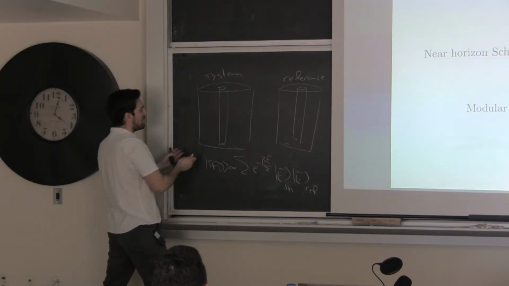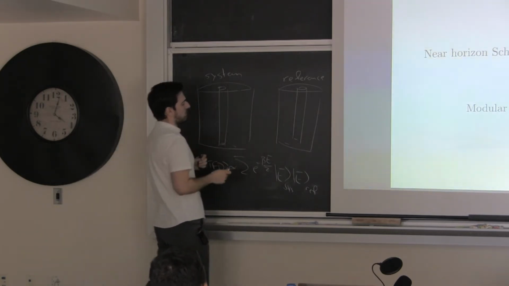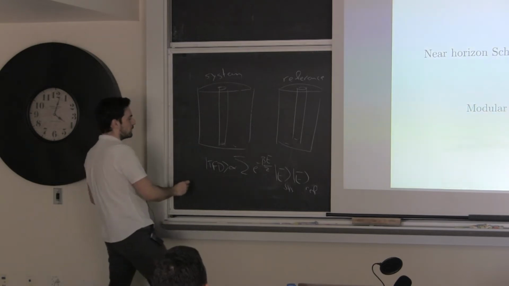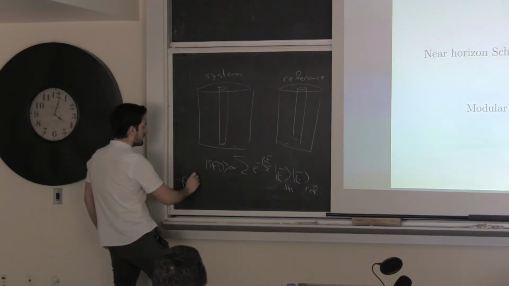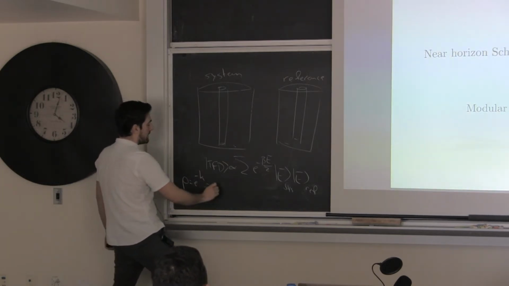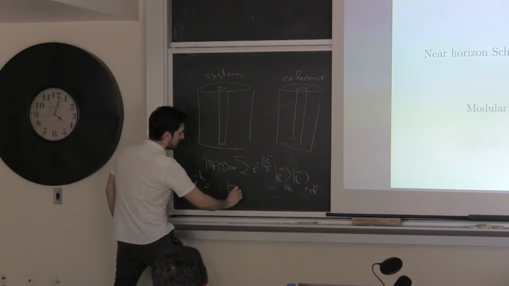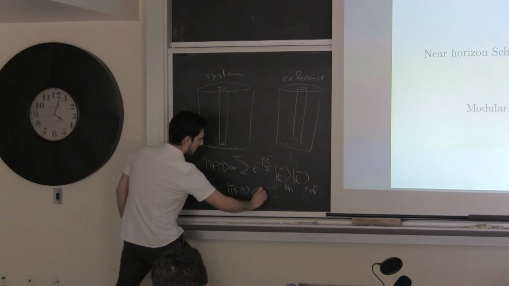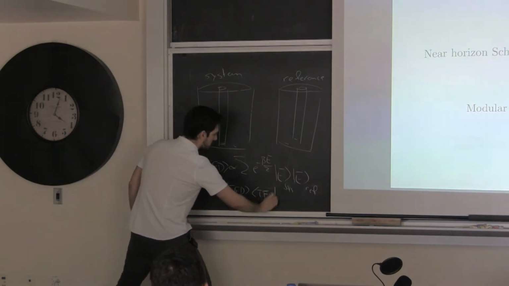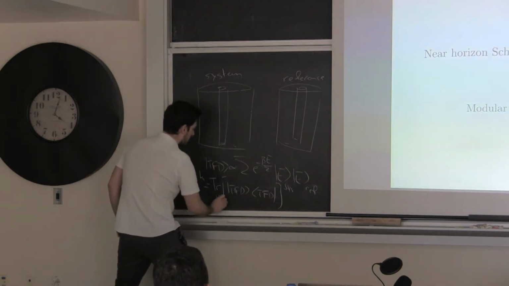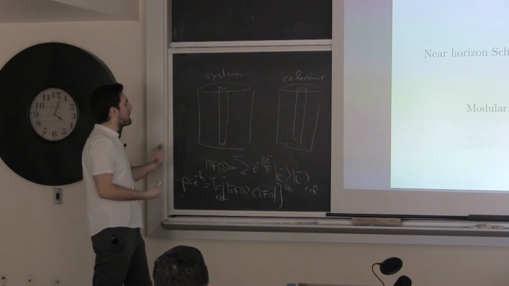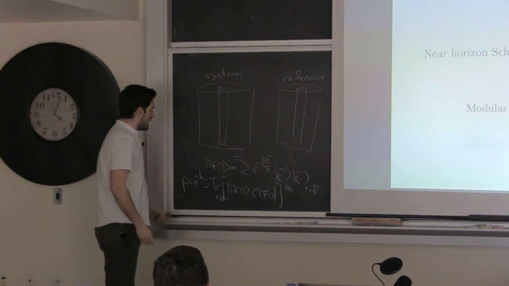Tracing out the black hole amounts to tracing out this reference system. So in order to obtain this modular Hamiltonian I'm talking about, the relevant reduced density matrix is simply the density matrix obtained by taking the TFD between the system and the reference and tracing out the reference. This is kind of declaring ignorance of the microstate of the black hole.